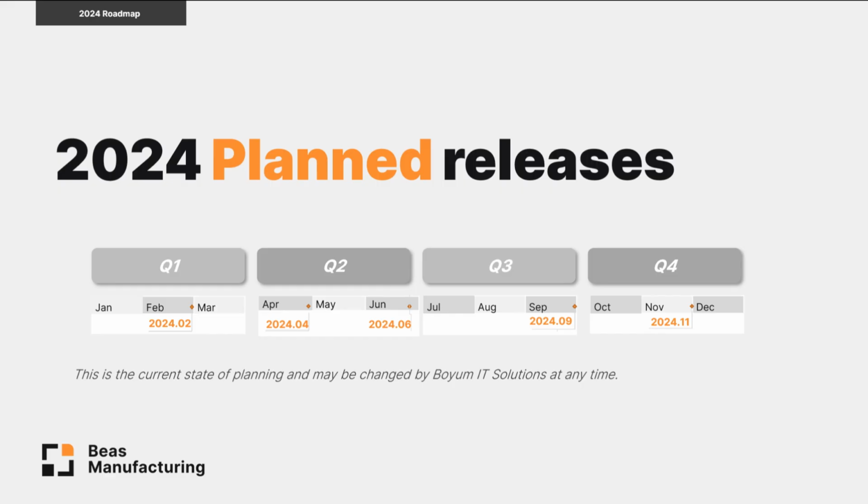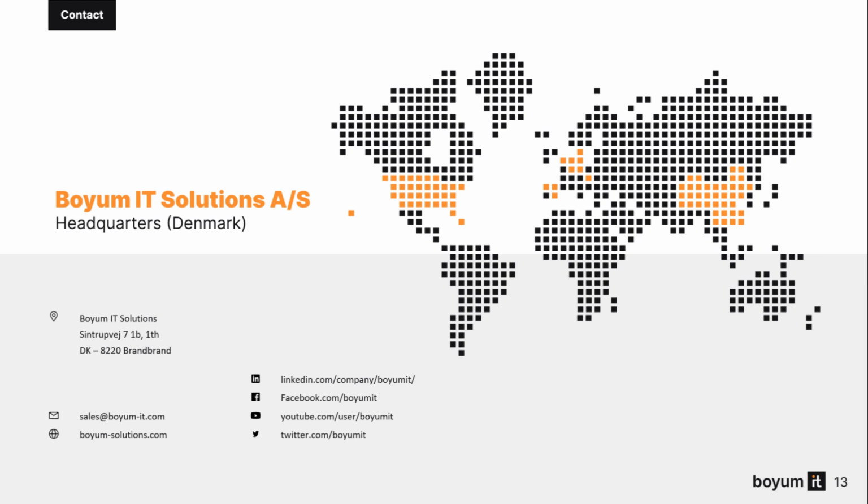According to our release roadmap, our next version will be 2024.09 to be released at the end of September 2024. This concludes our introduction to the 2024.06 version of Beas Manufacturing.